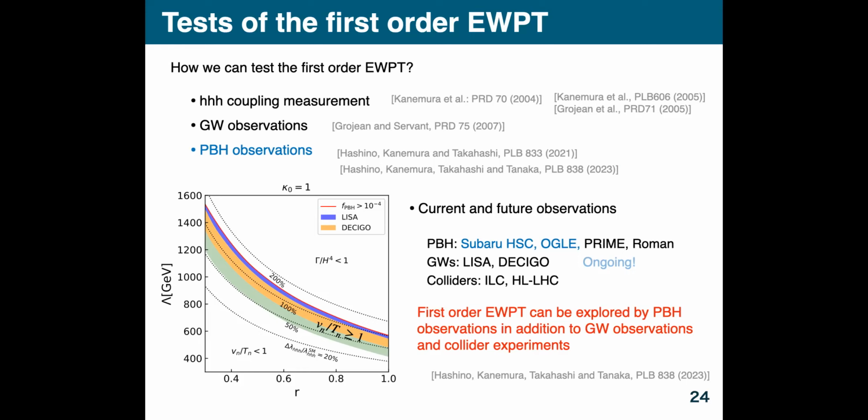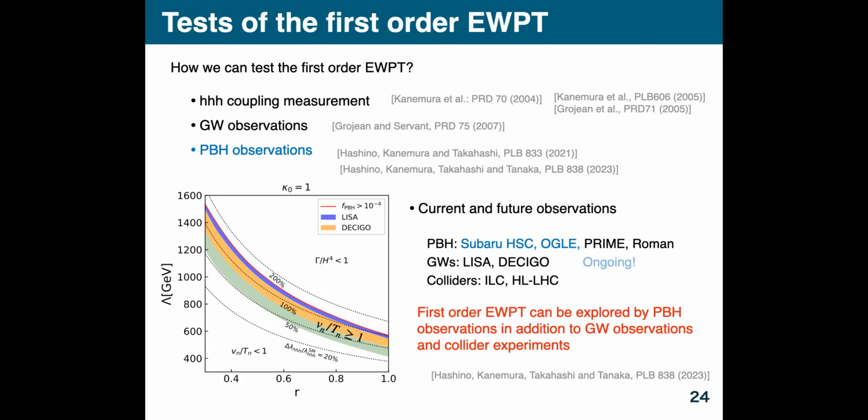And the gravitational wave observations like these can explore the blue and orange regions respectively. And the red region, so it seems like a line. However, this is a region. And in this red region, the primordial black hole observation can explore. And for this green region, unfortunately, this region cannot be explored by the gravitational wave observation and the PBH observation.